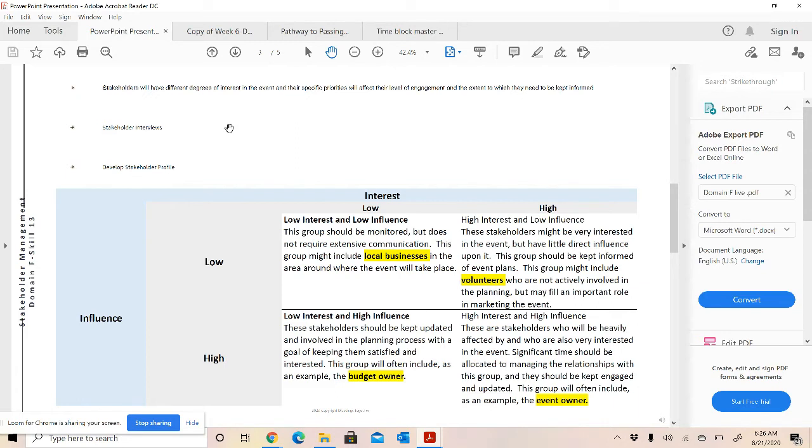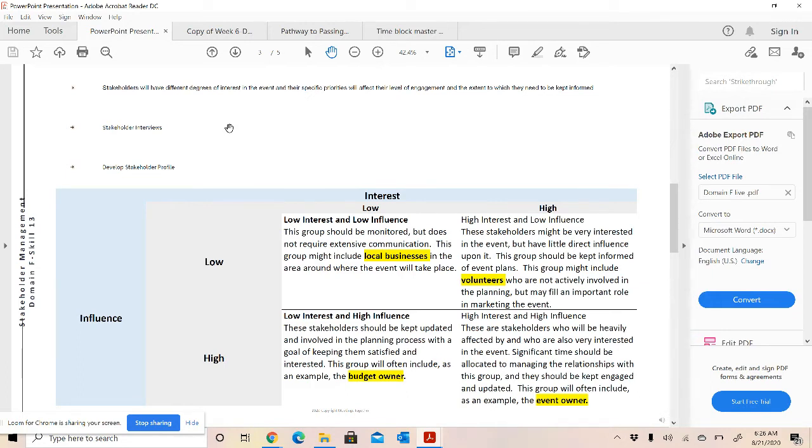So the diagram shows stakeholders in categories, so you know how to interact with them. So you have the influence versus interest. So you aren't going to continually be updating your local bakery every week with your projection numbers. So there, as you can see, local businesses would be low interest, low influence. So you are going to inform them the least amount.